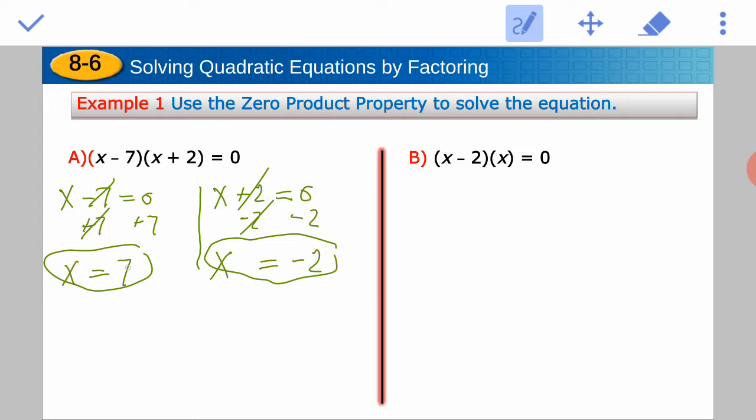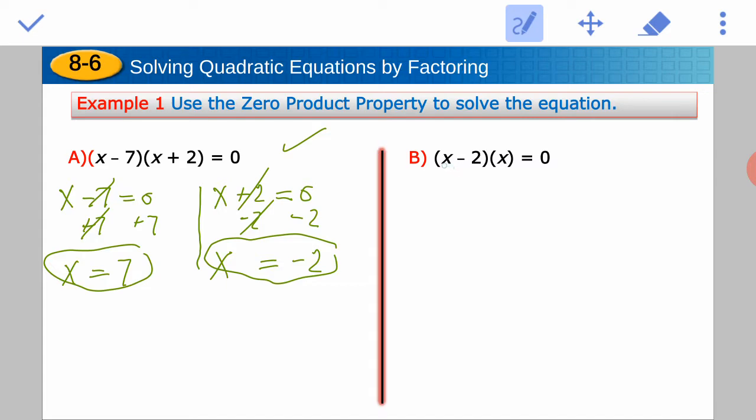Let's try 7, for example. 7 minus 7 is 0, and 7 plus 2 is 9. 0 times 9 is equal to 0. Yes, it's a true statement. Also, if you try negative 2, it gives you a true statement.